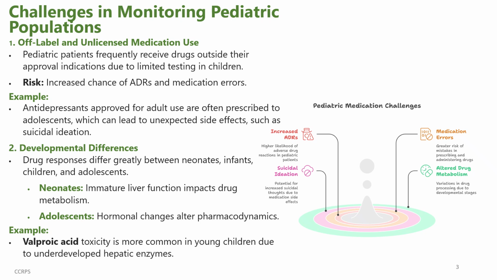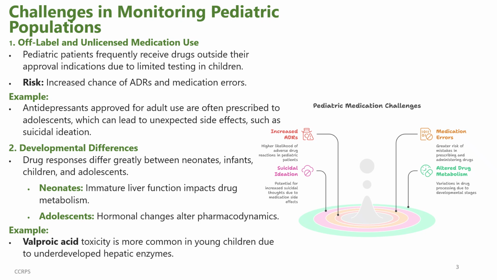Off-label and unlicensed medication use. Pediatric populations frequently receive drugs outside their approved indications due to limited testing in children. This increases the chance of adverse drug reactions and medication errors. Example, antidepressants approved for adult use are often prescribed to adolescents, which can lead to unexpected side effects such as suicidal ideation.